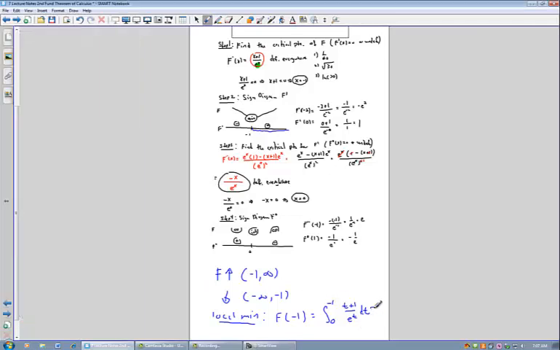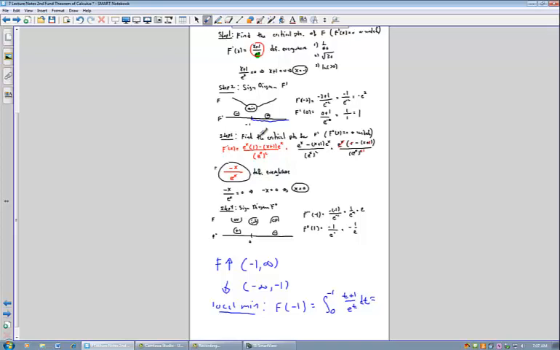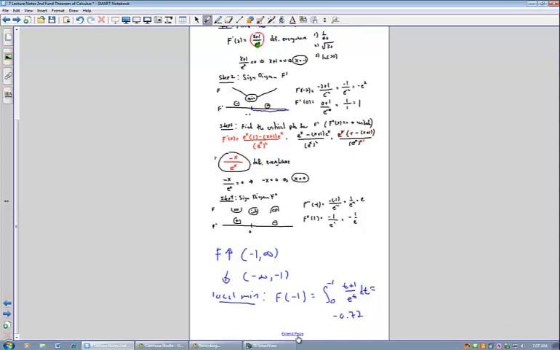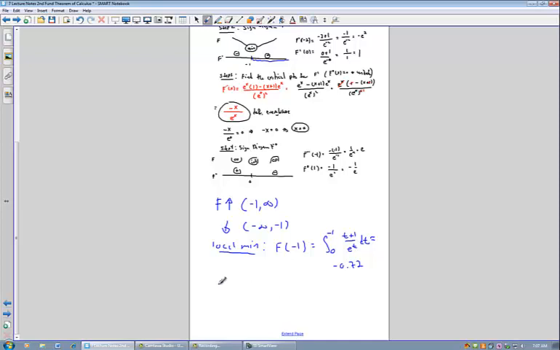So this is approximately -0.72. And so there's where I have a local min. And then I want to do concave up and concave down. So f is concave up, and I look over here, and it looks like from -infinity to 0 right here. So -infinity to 0, it's concave up, and it's concave down from 0 to infinity.